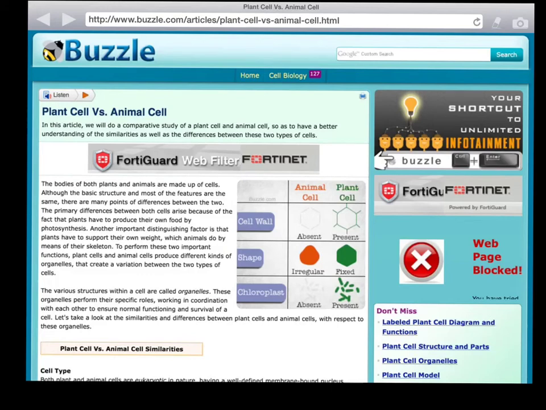I would like for you to begin by reading the article in Buzzle, Plant Cell versus Animal Cell. You're going to read about the differences and the similarities, and I'd also like for you to pay attention to the charts and things like that. You're going to make notes of the plant cell and animal cell in the form of a T-chart on page 46 of your science notebooks.